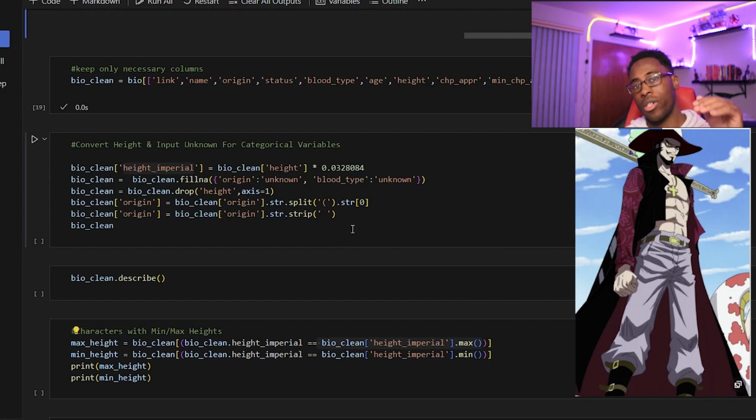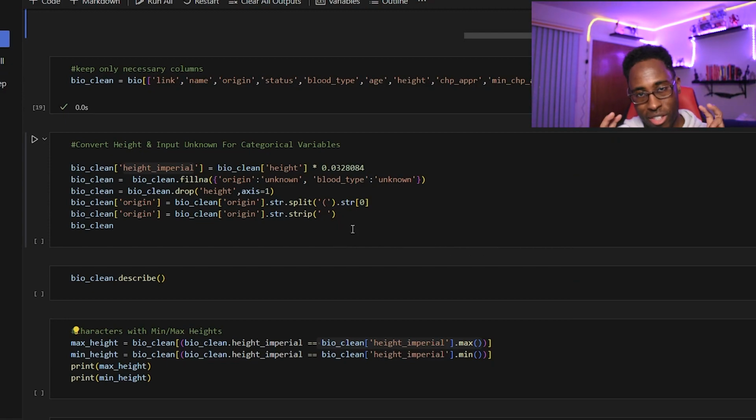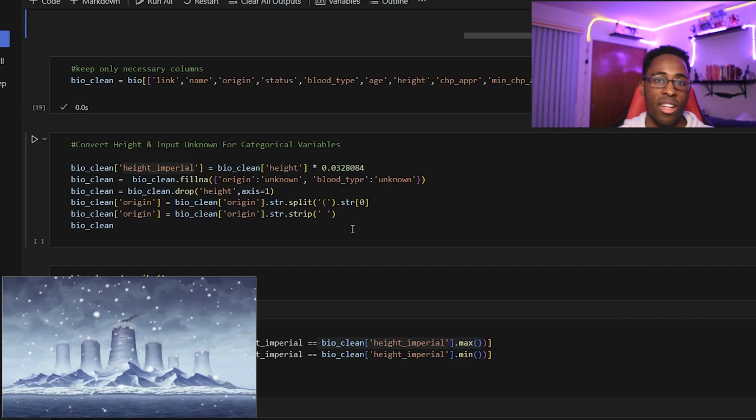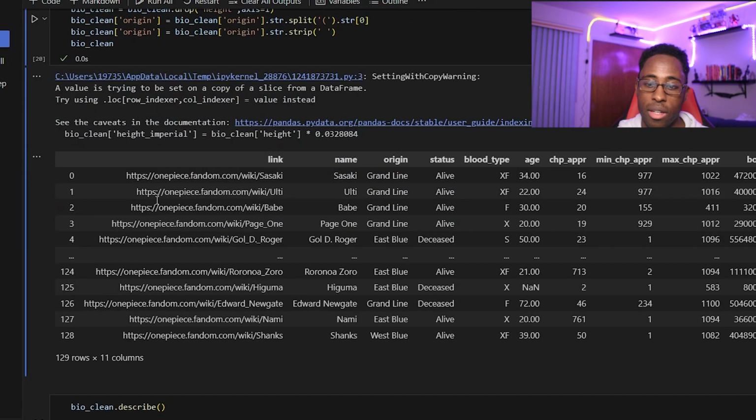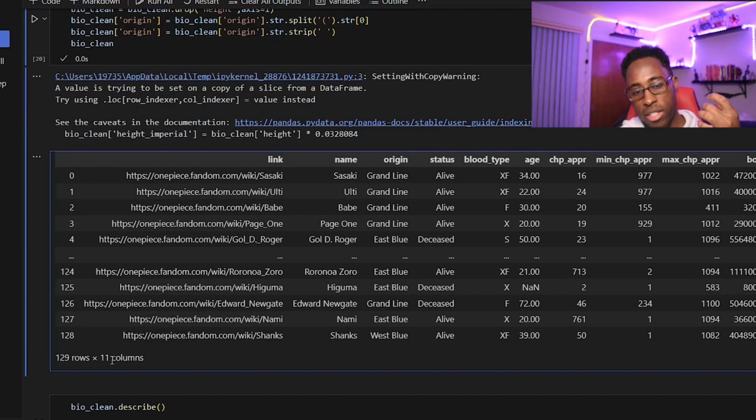And then what I also did was, for dimensionality purposes, so to say, I took their origin. The way different islands were popping up, mainly for the Grand Line, it would be Grand Line and then an island. Grand Line and then island. I just made it all Grand Line. So that'll give us what I call BioClean, and then you can see here's that data. We're down from 19 columns to 11 columns, so this will be easier for us to work with, and we don't have to worry about redundant data.